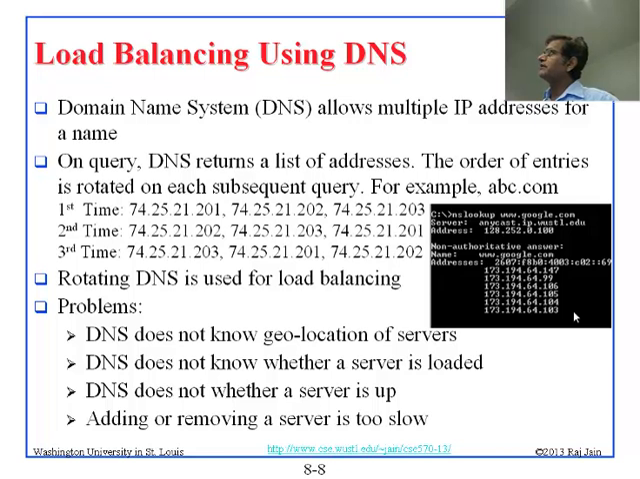So the first time it will say the DNS address is 201.202.203. Second time you go, it rotates it by 1 and says the address is 202.203.201. So what happens is most people will just take the first address and start. Third time you go, it gives you a different one.